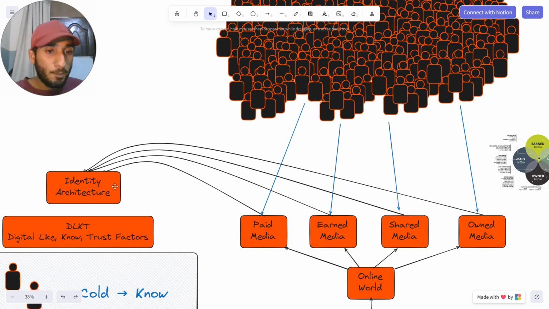you are not going to build the DKLT, that also means digital know, like and trust factor, and you are not going to convert more. Okay, no matter how many paid ads you run, if your website is not trust optimized and conversion optimized, you're not going to convert more leads, and your bounce rate is always going to be that 78%.